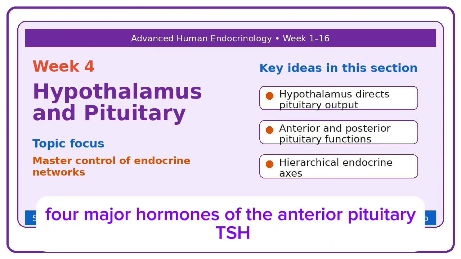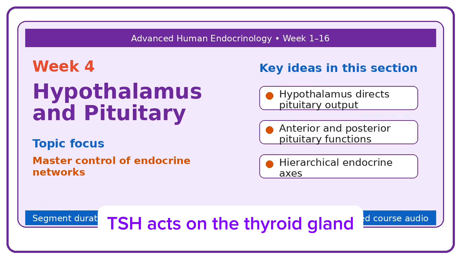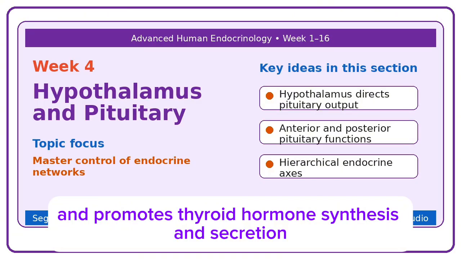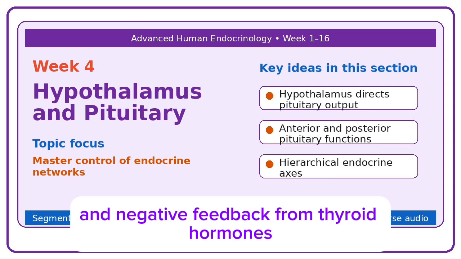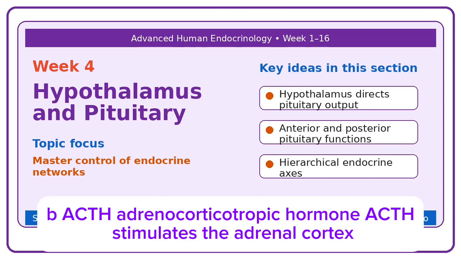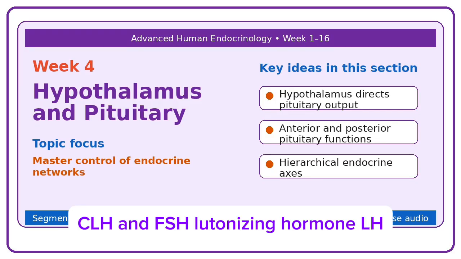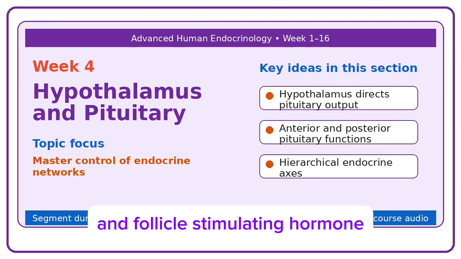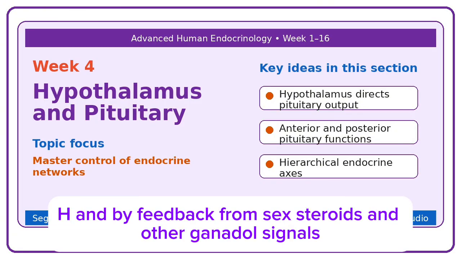4. Major hormones of the anterior pituitary. A. TSH, thyroid-stimulating hormone. TSH acts on the thyroid gland and promotes thyroid hormone synthesis and secretion. It is regulated primarily by TRH and negative feedback from thyroid hormones. B. ACTH, adrenocorticotropic hormone. ACTH stimulates the adrenal cortex, especially cortisol production. It is regulated mainly by CRH and by feedback from glucocorticoids. C. LH and FSH, luteinizing hormone and follicle-stimulating hormone, regulate gonadal function in both females and males. They are controlled by GnRH and by feedback from sex steroids and other gonadal signals.